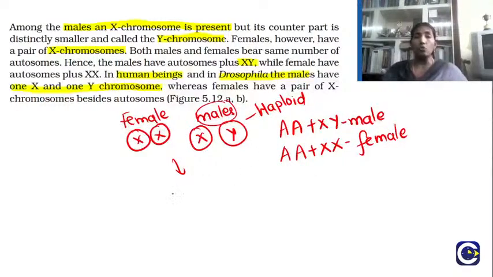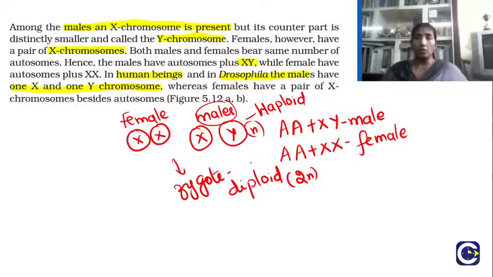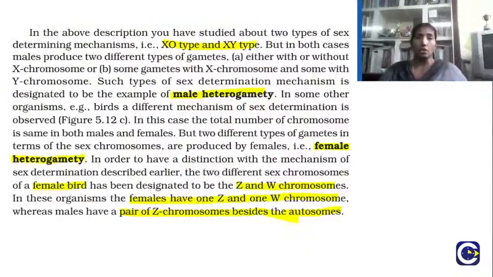And at the same time you should know that the zygote that is formed is going to restore the diploid nature, that is, 2N is restored by the fertilization of the ovum with the sperm. Same way in humans and Drosophila, the males will have one X and one Y chromosome, whereas the females have a pair of X chromosomes besides the autosomes. So this is going to be the representation.